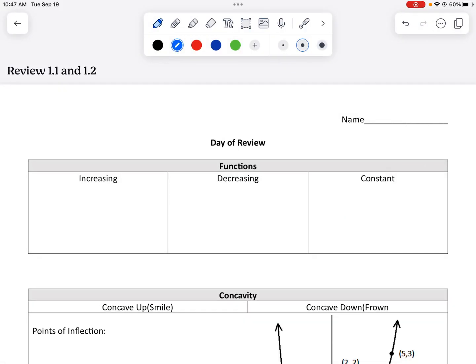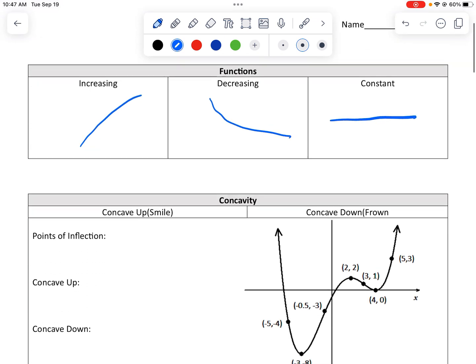So today we're going to take a review of 1.1 and 1.2. So we first talked about when functions are increasing, when they're decreasing, and when they're constant. And you guys are doing a great job with that.